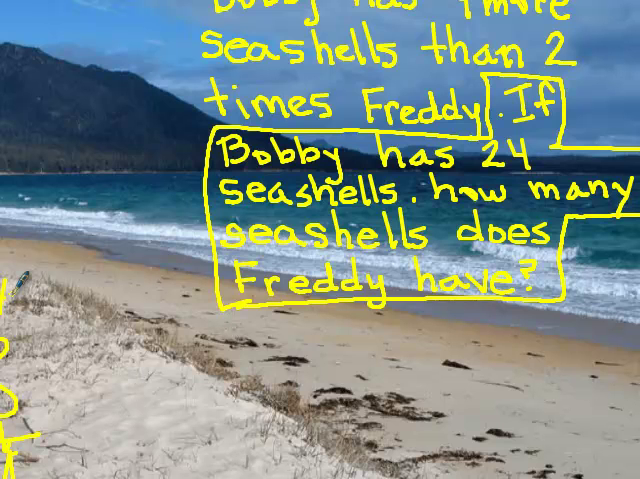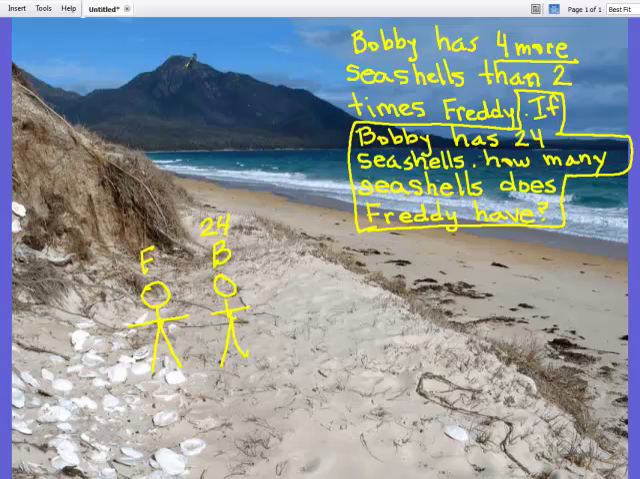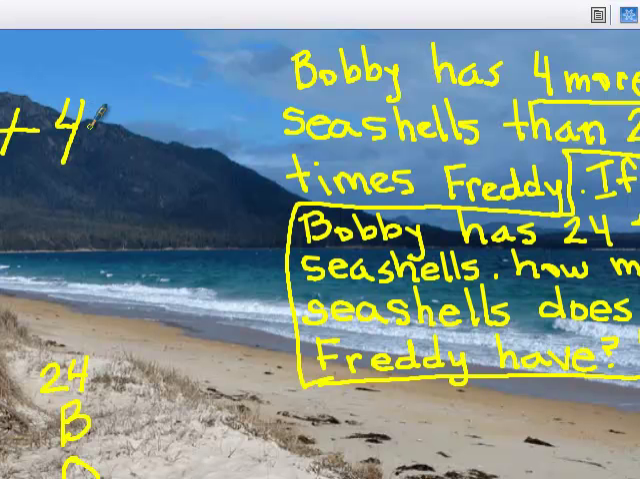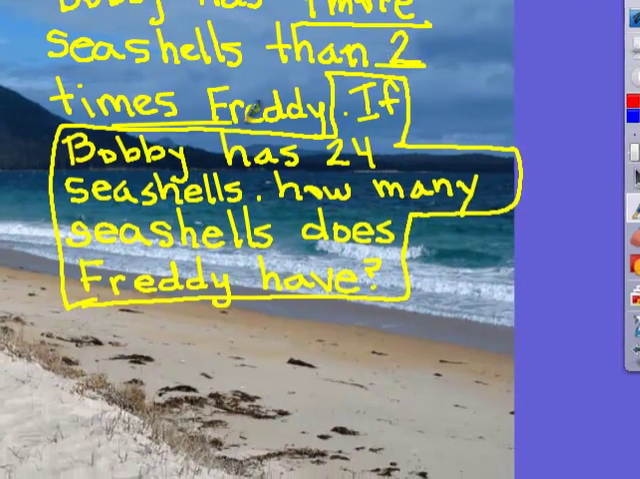Remember, an equation has to do with having an equal sign. So we're going to translate this into an equation. So we have 4 more. So 4 more is going to look like this. Now, we also know that 4 more than what? Well, 4 more than 2 times Freddie.